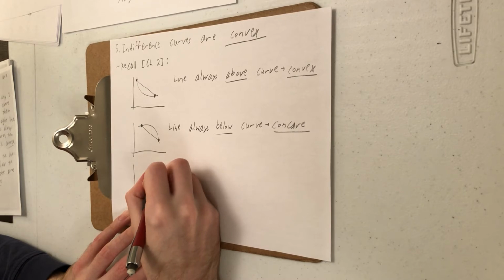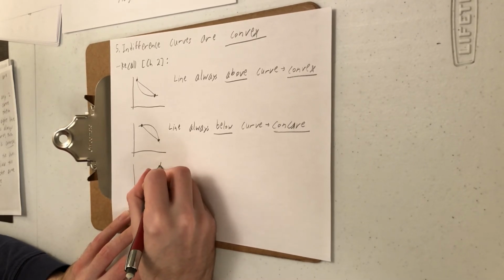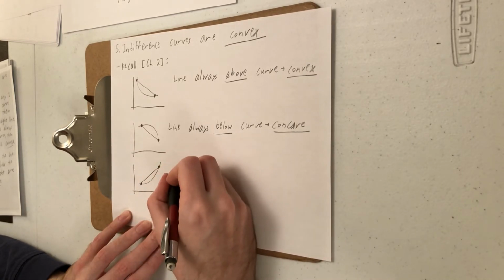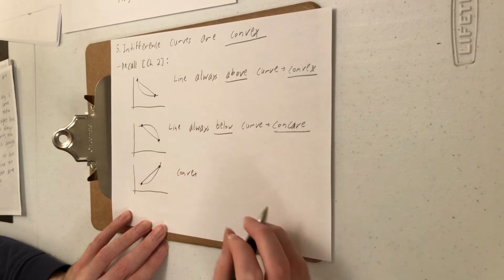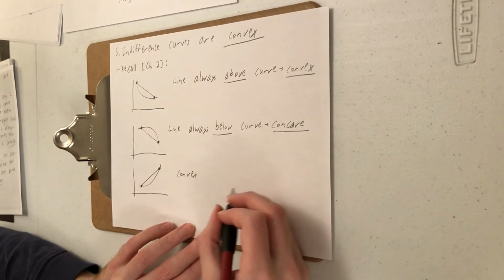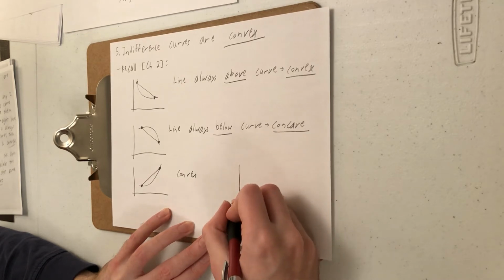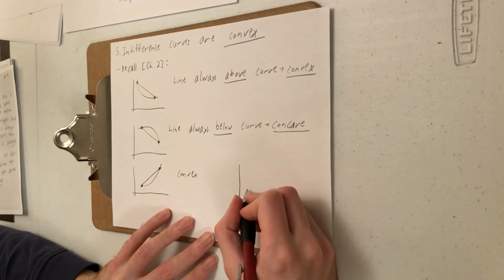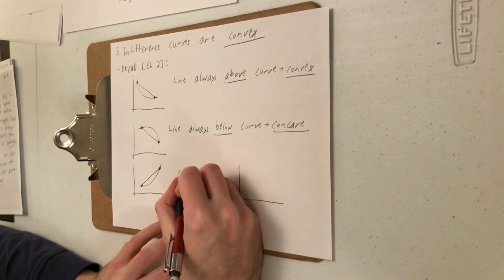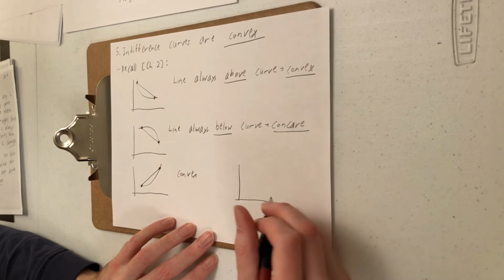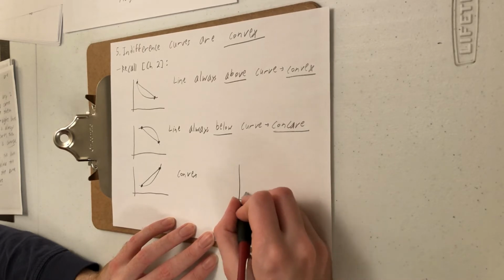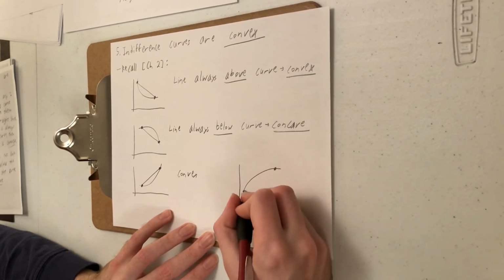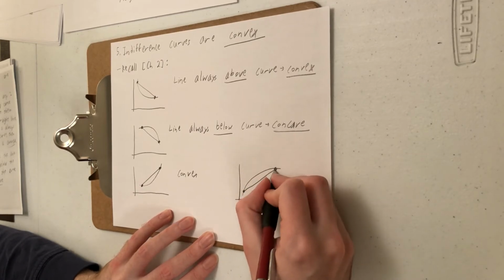So pick 2 points, connect them. Line is always above the curve. And just to show one more possibility, upward sloping and concave. That'd be like this one. So pick 2 points, they're always below the curve. This would be concave.